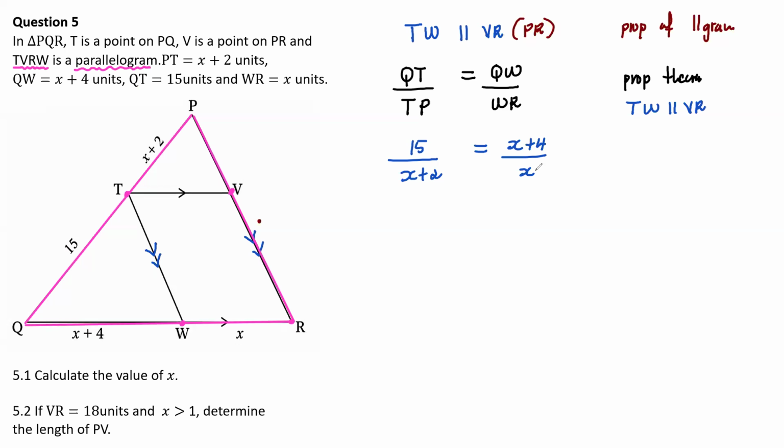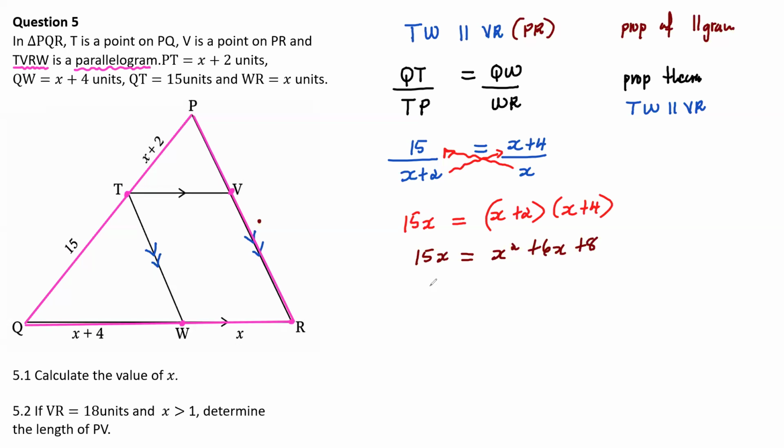Then we can cross multiply. Nicely put, algebra at play. When we do that, it's going to be 15x on one side, then x plus 2 multiplied by x plus 4. We cross multiply this side, we cross multiply that side. Open the brackets and do your algebra. x squared plus 6x plus 8, all of that is equal to 15x.